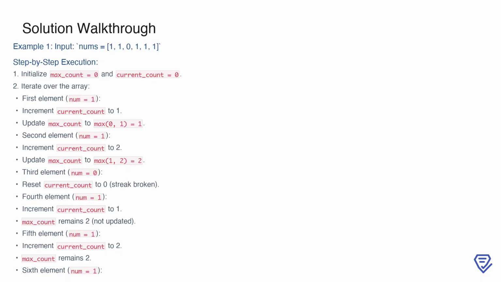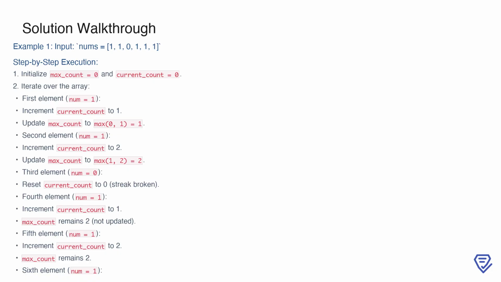For the first element, which is 1, we increment current_count to 1 and update max_count to the maximum of 0 and 1, which results in max_count equals 1. On the second element, also a 1, we increment current_count to 2 and update max_count to the maximum of 1 and 2, giving max_count equals 2. However, when we reach the third element, which is 0, the streak of consecutive ones is broken, so current_count is reset to 0. Moving forward, the fourth element is 1, so we increment current_count to 1 again, but max_count remains unchanged at 2 since the current streak is smaller.